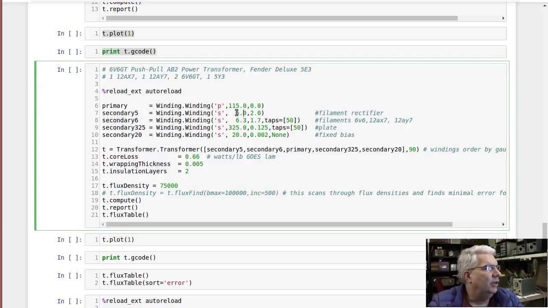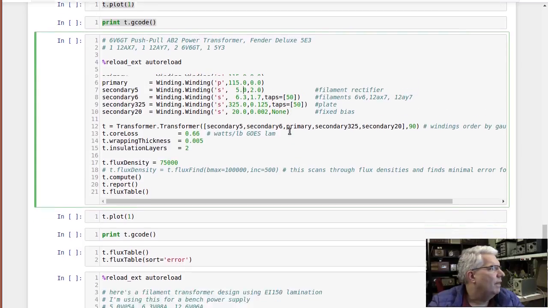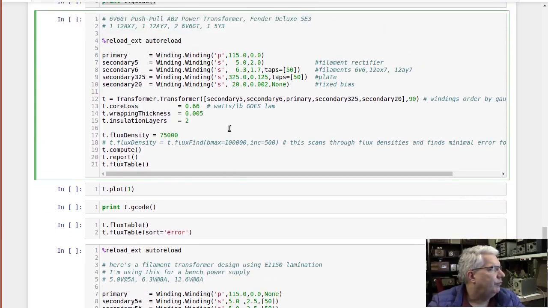I specify that I want the filament voltage to be 5 volts at 2 amps, and I want the 6.3 volt filament winding to be 1.7 amps, with a tap at 50% for that. I want the high voltage secondary to be at 325 volts, with a 50% tap, at 125 milliamps. My last secondary is at 20 volts. This is the one that generates the minus supply. There's no current flow going into the grids, so I only specify 2 milliamps out of that. Okay, let's run this one.